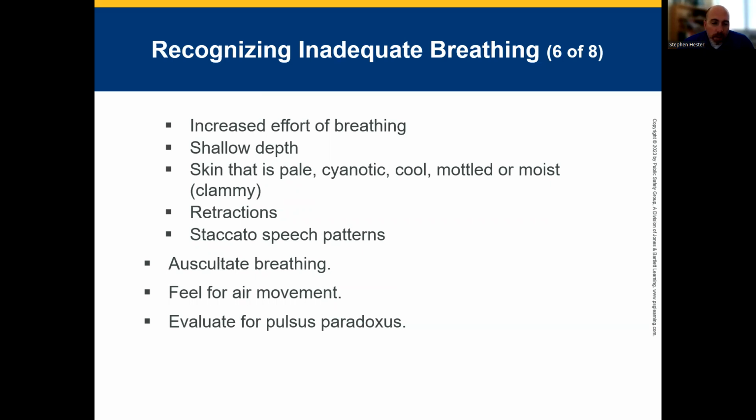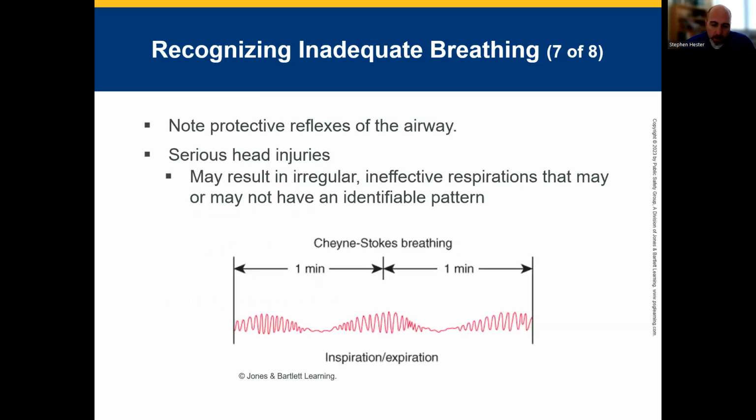So we need to auscultate the chest wall. Make sure you're doing that anterior and posterior. Feel for air movement and then evaluate for pulses, paradoxes. And then also make sure you get your assessment history while you're going through that.